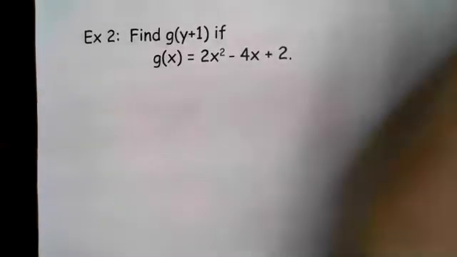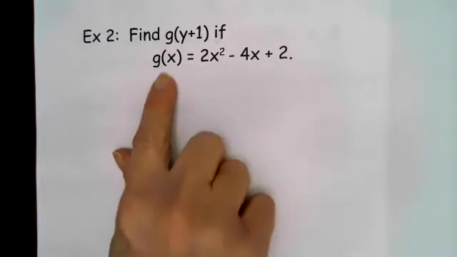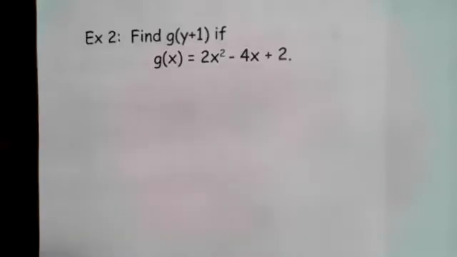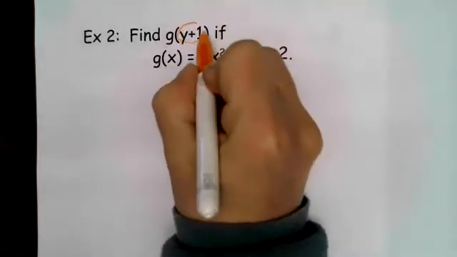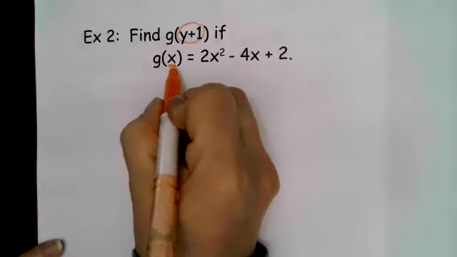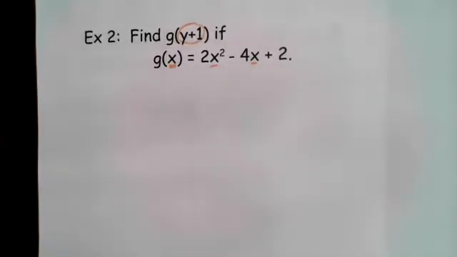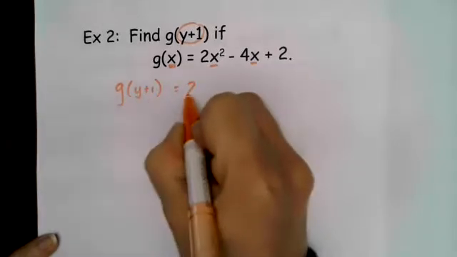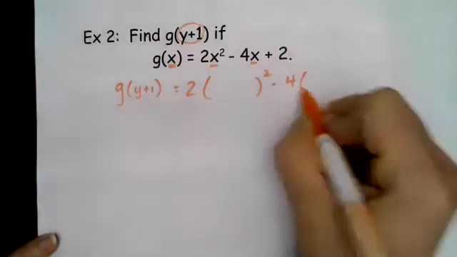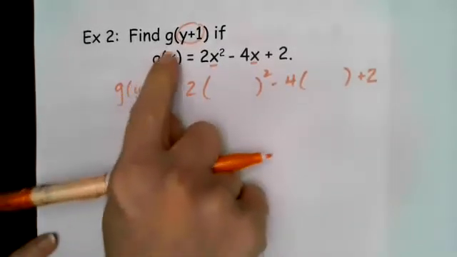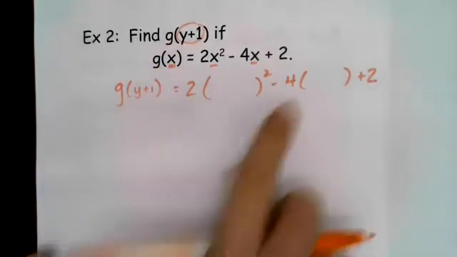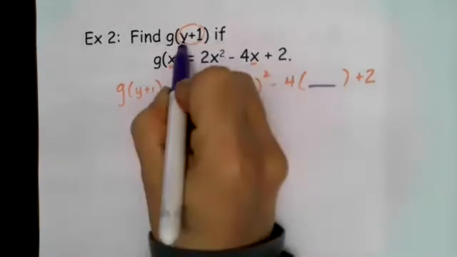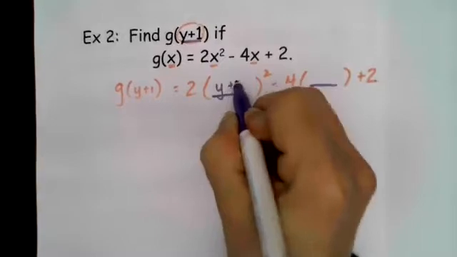All right. So here I have another example. I'm finding g of y plus 1, and this is my g of x. So in this case, I don't have a different function that I'm using, but this is the value that I plug in for my x. And since I have two x's in my equation, I'm going to plug it in twice. So g of y plus 1, I'll have 2x squared minus 4x plus 2. I like to start with the outside function and put place markers in for where my x values are. Into these x values, I'm going to plug in y plus 1.